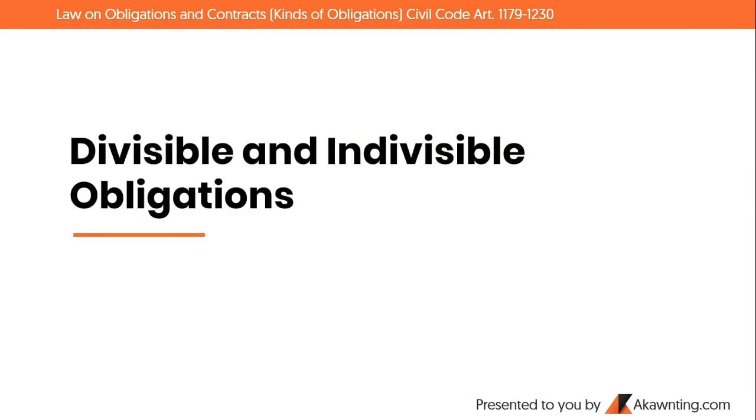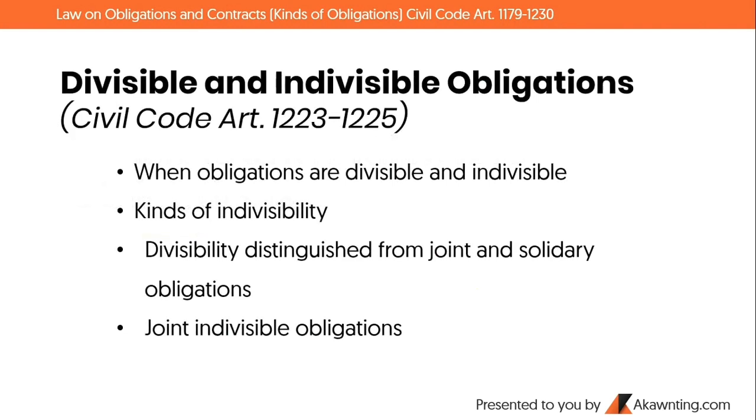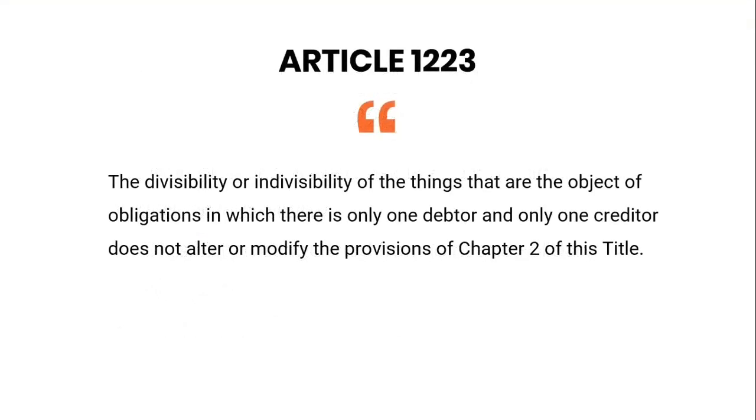Okay? So, next, let's go to divisible and indivisible obligations. Okay? So, divisible and indivisible, ayan, yan yung summary ng babanggitin natin dito. Okay, so 1223, the divisibility or indivisibility of the things, okay, medyo, mouse slip, okay, that are the object of the obligation in which there is only one debtor and only one creditor does not alter or modify the provisions of Chapter 2 of this title.